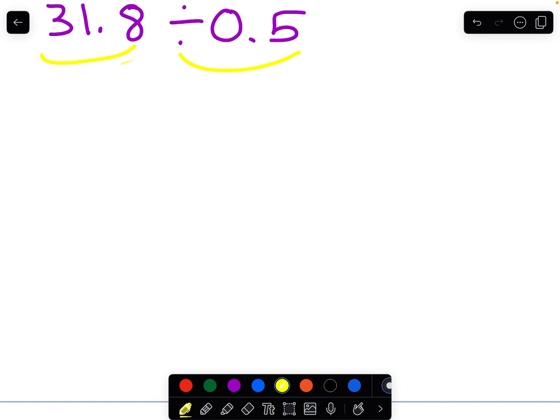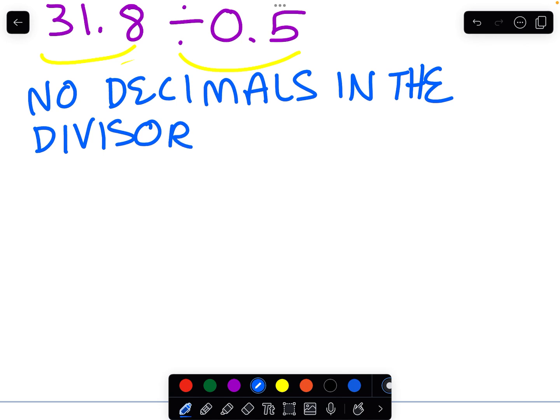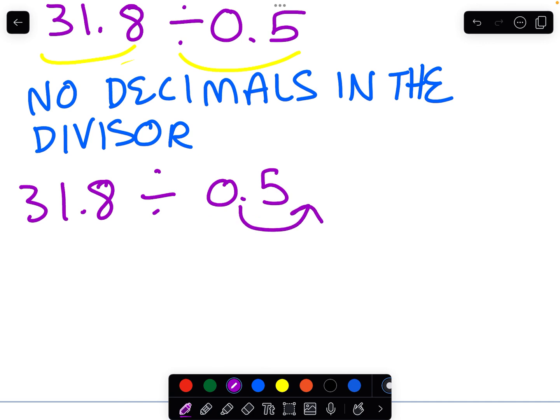Now here's the thing. We cannot have decimals in the divisor, just like traditional long division. So whatever we do to the divisor, we have to do to the dividend, and it gives us the same answer. So what am I going to do? I'm going to say 31.8 divided by 0.55. Here's my divisor. I need to move that decimal point over there. So now that becomes 5. And I need to move this decimal point over, so this becomes 318.